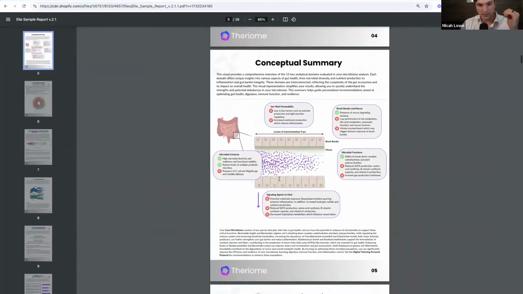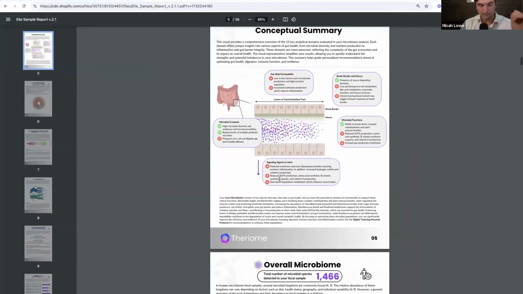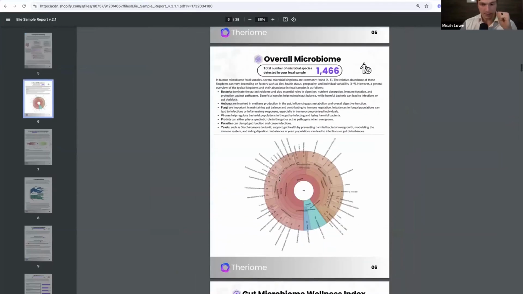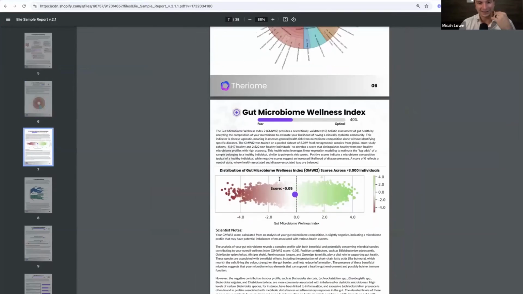Essentially, when you sequence somebody's microbiome, we talked about getting really deep reads, etc. What we're going to do, and I'm sorry, I choked on my own spit right before I started talking. So I have that in the back of my throat.